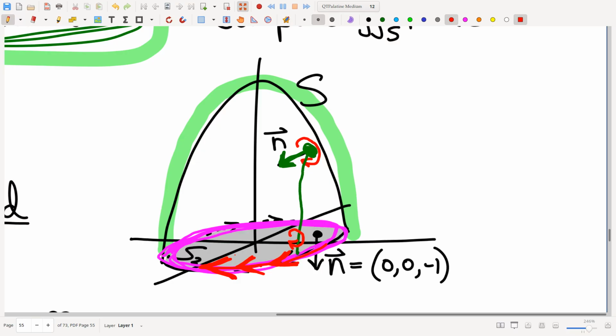If the S was oriented outward, then would the boundary be counterclockwise? It would go the other direction. That's right. Yeah, absolutely. Yep. Okay. So there's our orientation.